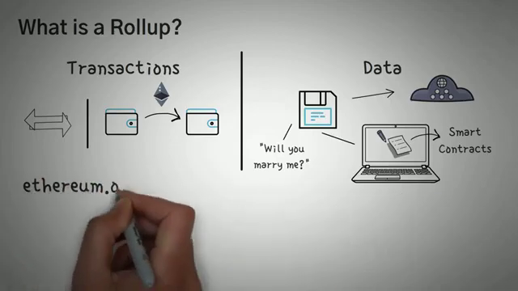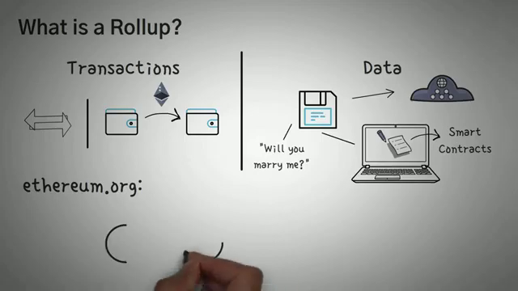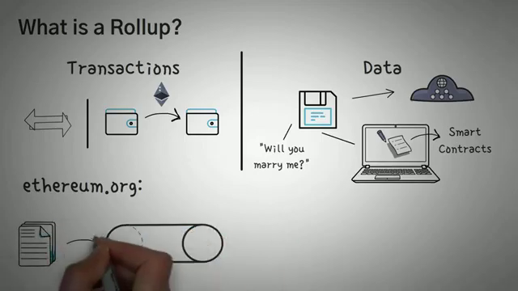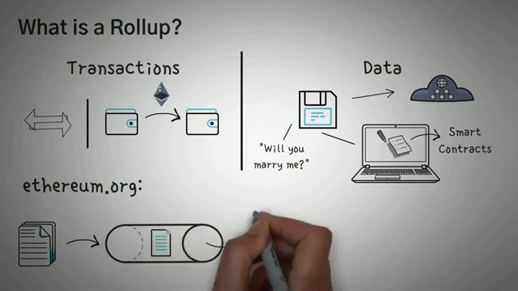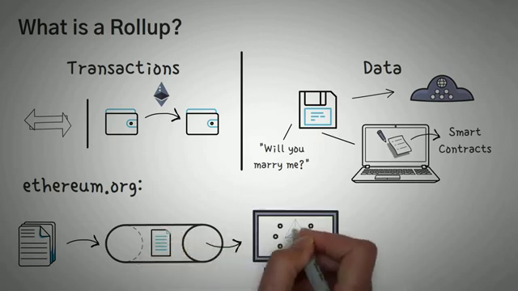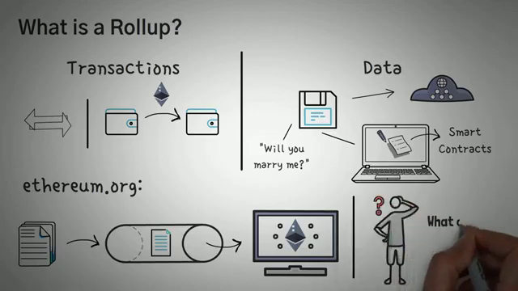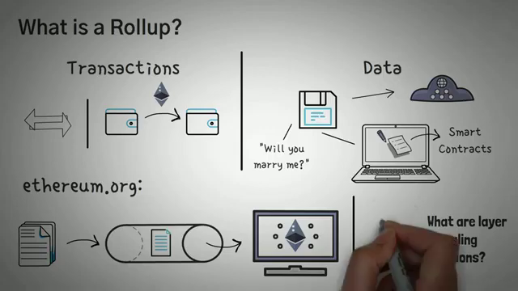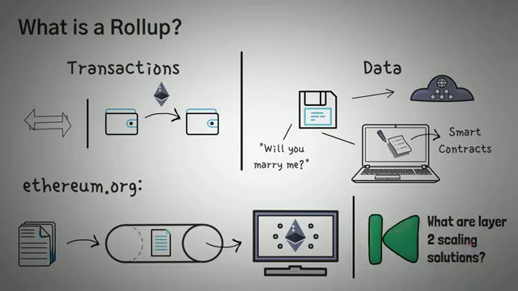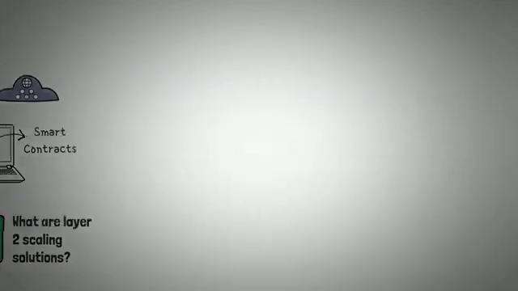Now, according to the Ethereum.org website, a rollup is a solution that performs transaction execution outside of the main Ethereum chain, but then posts final transaction data on the main chain. Speaking of that, if you don't know what Layer 2 scaling solutions are for, or even what that term means, definitely check out our video on the entire topic of Layer 2 scaling solutions for a brief overview. This video is again about the specifics of rollups.